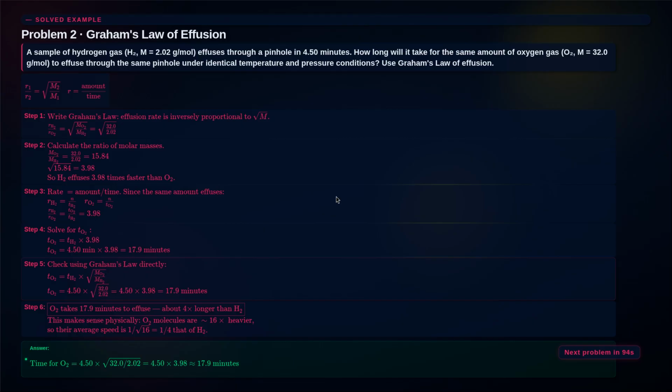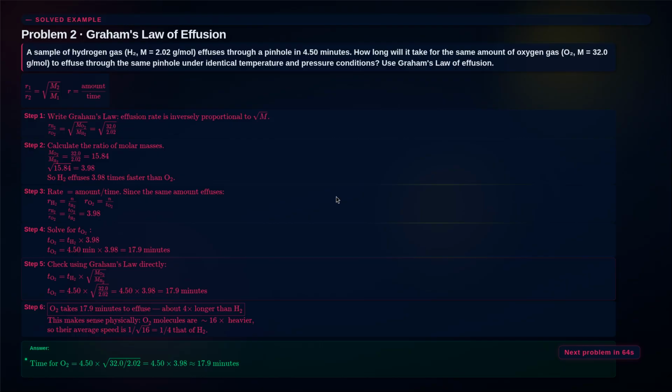Step 1. Write Graham's law. The ratio of rates equals the square root of MO2 over MH2, which is the square root of 32 over 2.02. Step 2. Calculate the ratio. 32 divided by 2.02 equals 15.84. The square root is 3.98. Hydrogen effuses 3.98 times faster than oxygen.